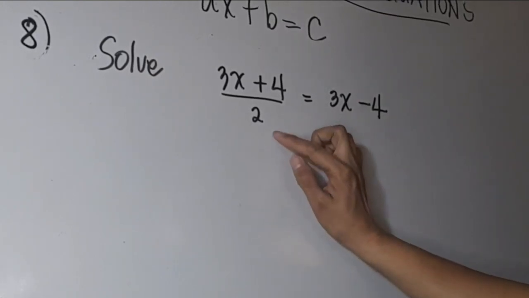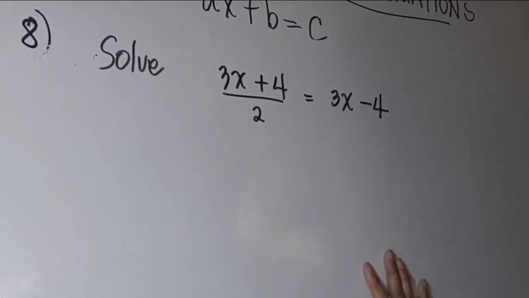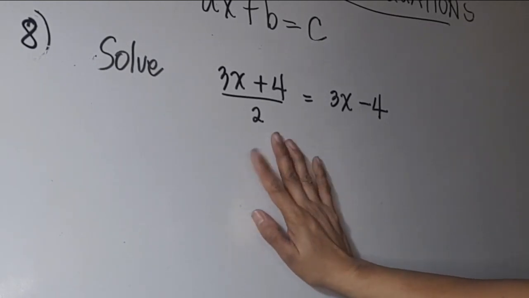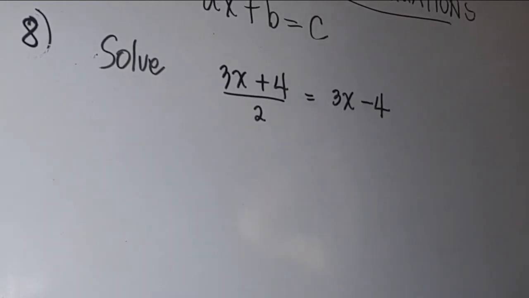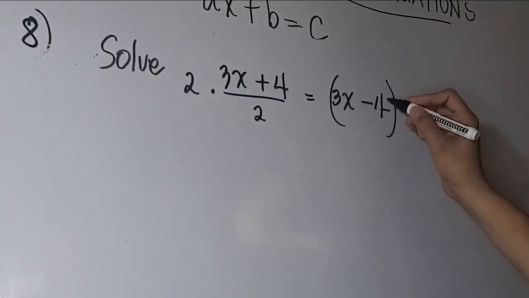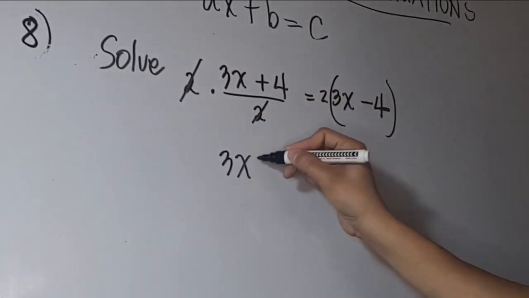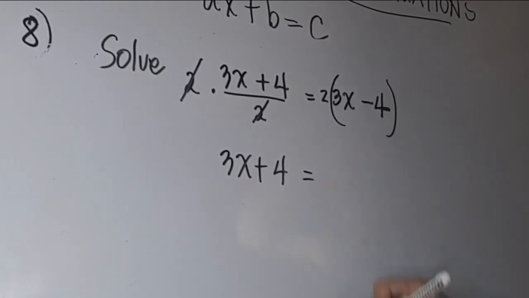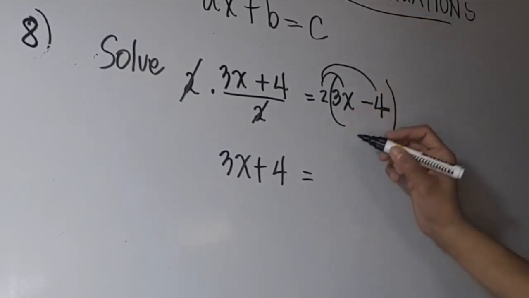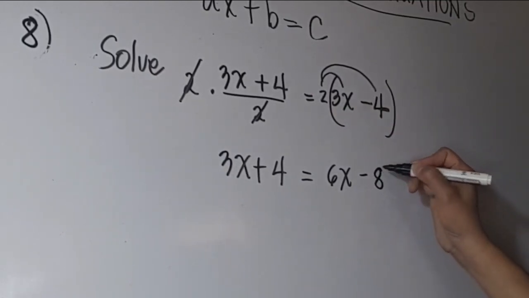Next, 3x plus 4 all over 2 equals 3x minus 4. Again, let us simplify the left side. That is divided by 2, so of course we need to multiply by 2. Multiply both sides by 2. So cancelled. So we have 3x plus 4 is equal to, since we multiply by 2, we have to distribute. So 2 times 3x is 6x. 2 times negative 4 is negative 8.